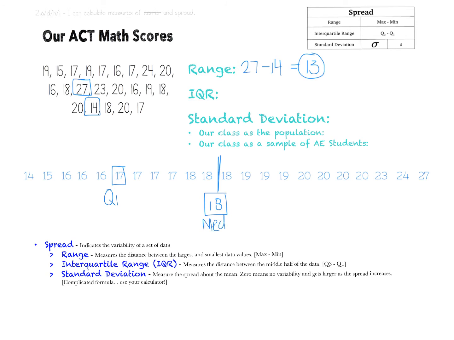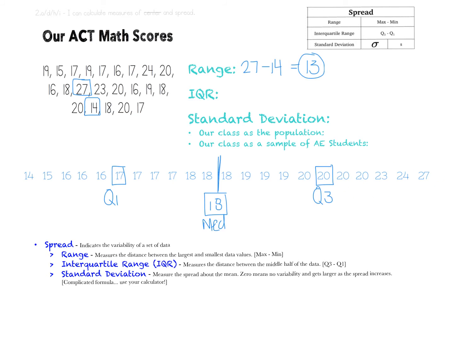And then I'm going to do the same thing, and I'm going to find quartile 3, which is the median of the upper half of the data. So 20 is that case. I have 5 above, 5 below, 5, and 5. So I've divided it into 4 equal parts. So 25%, 25%, 25%, 25%.